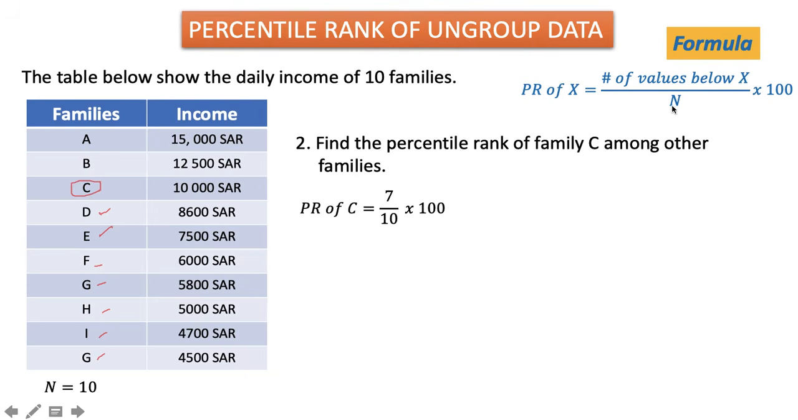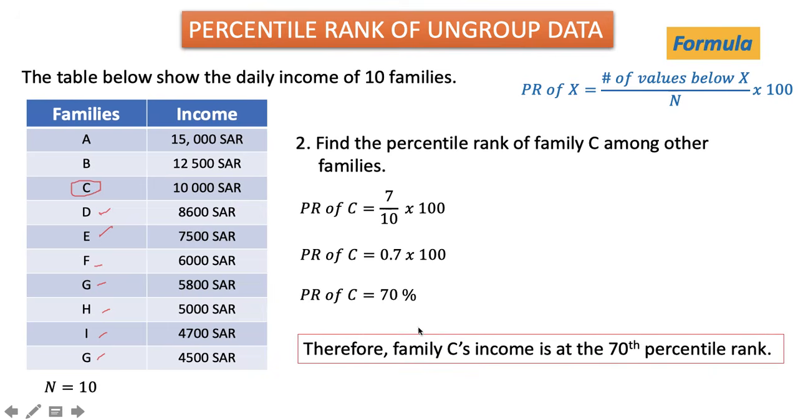Our denominator or n is 10 because that's the number of observations. 7 divided by 10 is 0.7. 0.7 times 100 is 70%. So it means family C's income is at the 70th percentile rank.